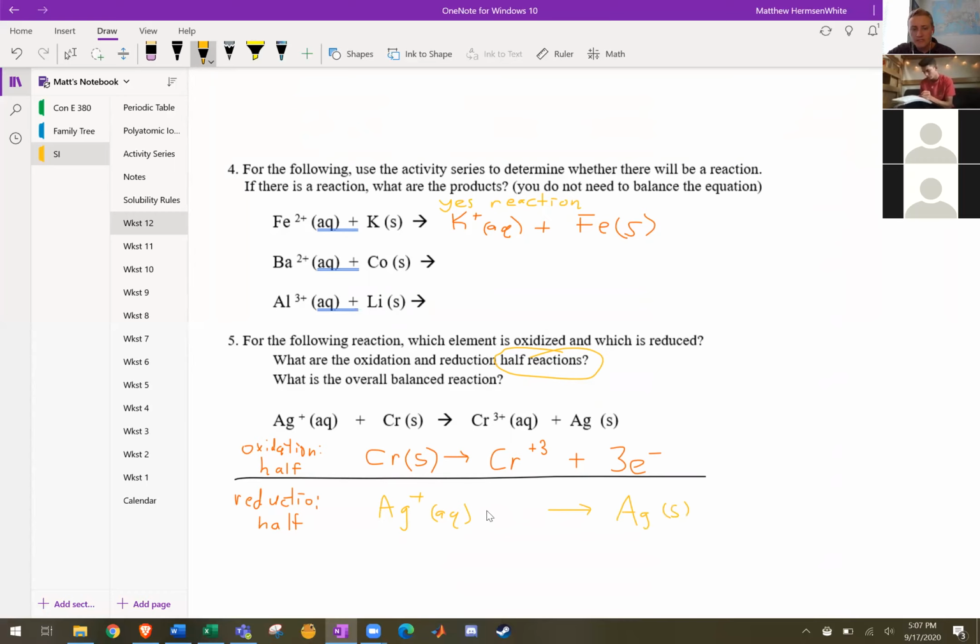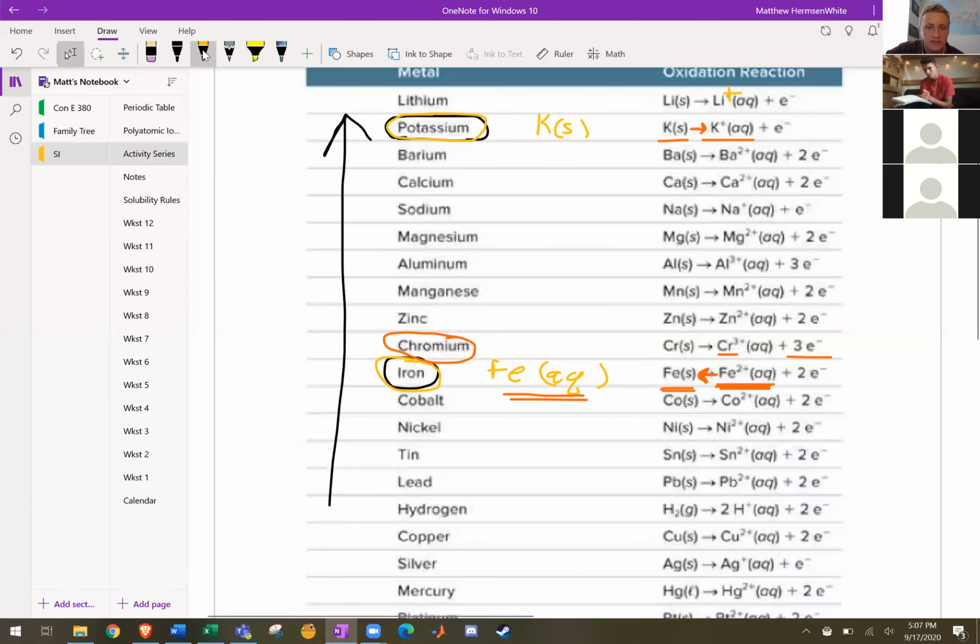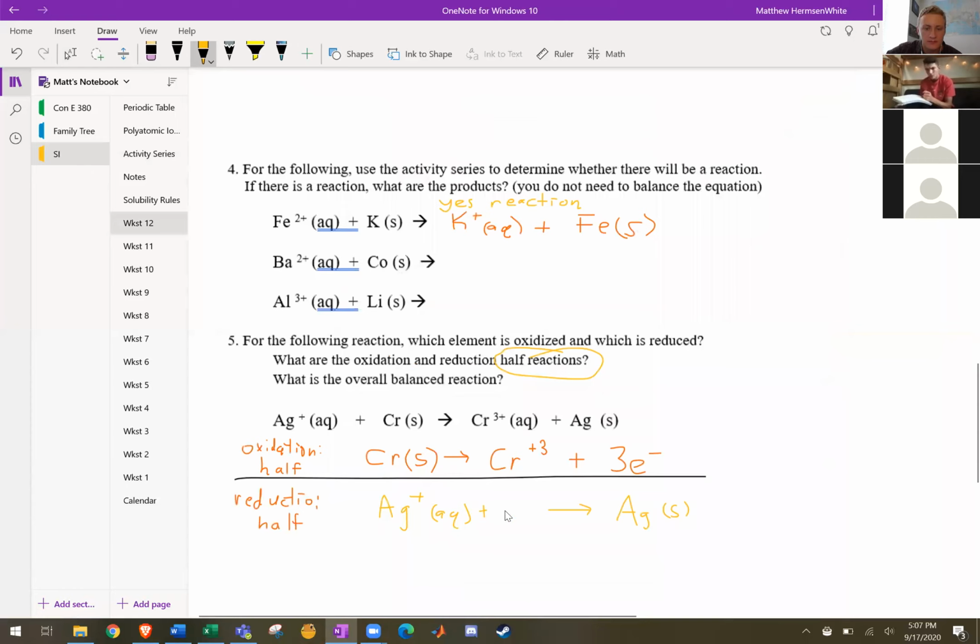Now again, we're missing something in this reaction, and that is going to be the electrons. So let's go to the activity series and find silver. Silver is down here. So this one is Ag solid goes to Ag plus and 1 electron. So this is going to have 1 electron. This is e minus. Does it matter how you write that? So I put Ag plus aq yields 1 electron plus.